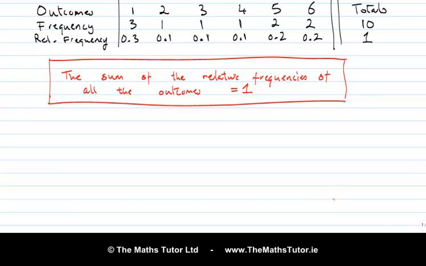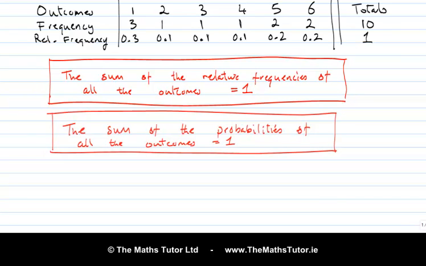That's an important thing to note about relative frequencies. And remember that probability is relative frequency in the long run, so this is going to work for probabilities as well. This is a really important point about probabilities of outcomes: the sum of the probabilities of all the outcomes is 1. That's a very important fact to remember about probability theory. When you have an experiment and you list the probabilities of all of the outcomes, they should all add up to 1.